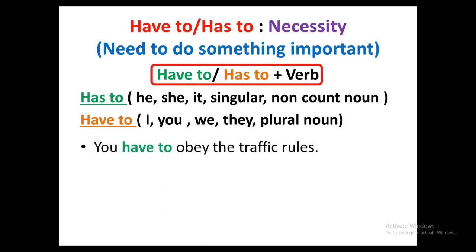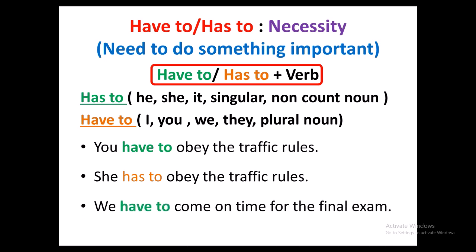Okay, let's take a look at the example here. You have to obey the traffic rules, which is very important. You need to do it. If you don't obey the traffic rules, you got a problem, okay? You have to stop when the red light comes, something like that. Okay. She, okay, with the subject she here, you have to use has to, okay? She has to obey the traffic rules. You have to, and she has to, remember, like that, okay?